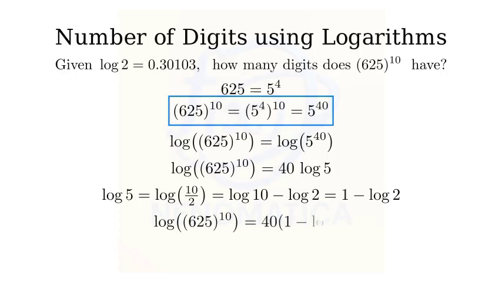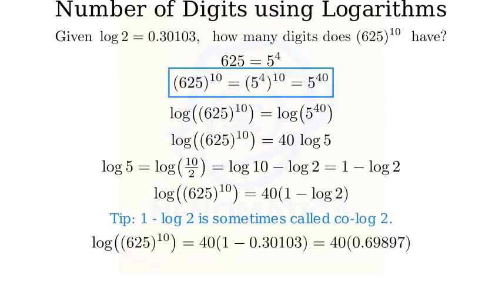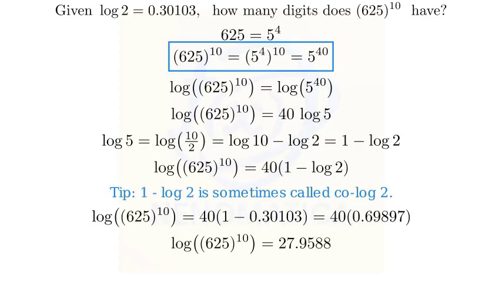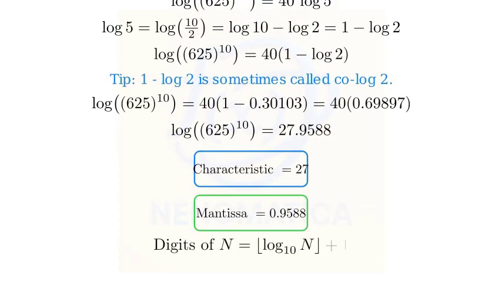Step 4. Substitute the given value of log 2 equals 0.30103 and compute. Step 5. Interpreting the logarithm. The integer part, called the characteristic, is 27, and the decimal part is the mantissa. The number of digits of a positive integer n equals floor of log base 10 of n plus 1. Since the characteristic is 27, the number of digits equals 27 plus 1, which is 28.